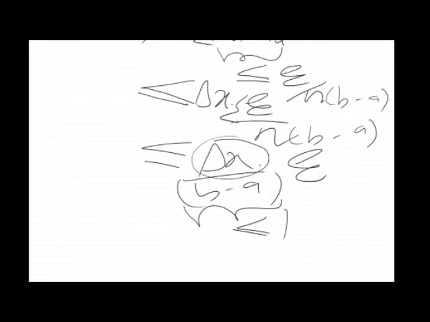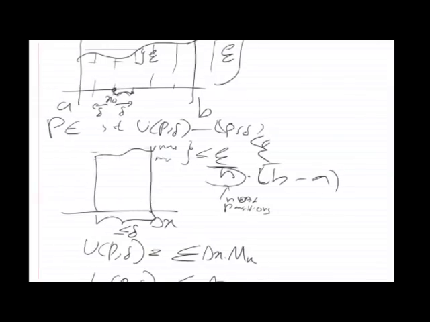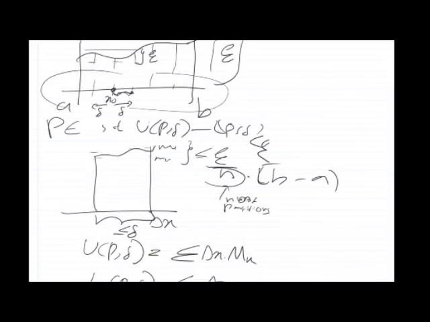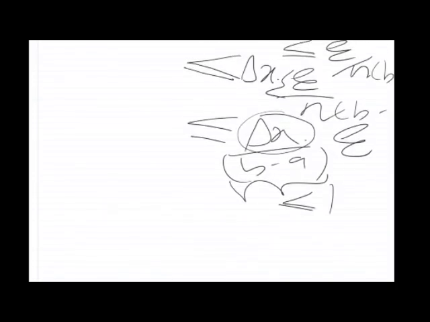Surely this part is less than or equal to 1, because delta x is the length of this small part, but b minus a is the length of this whole thing. So this is less than or equal to 1. This is less than or equal to 1. So we can write that this whole thing is less than or equal to epsilon.